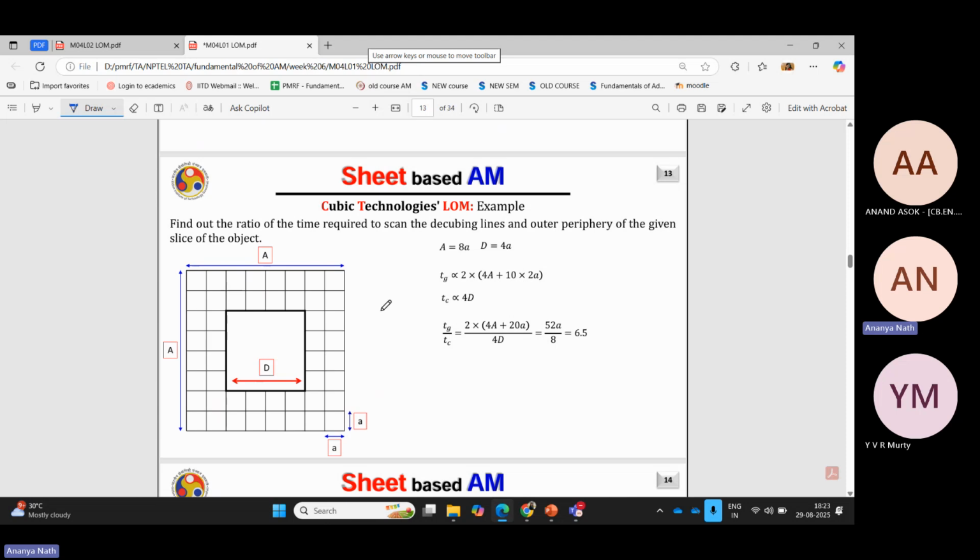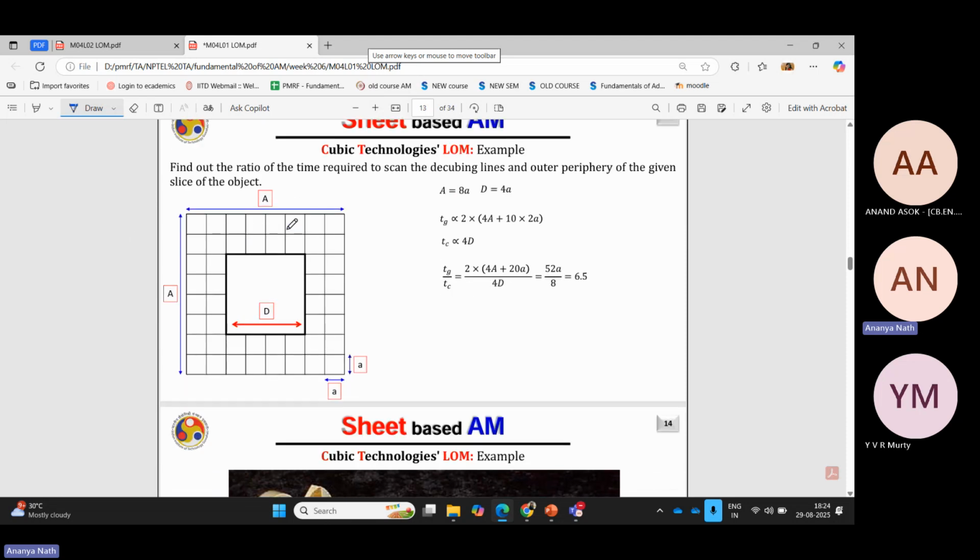Now, there is a problem. You can see, find out the ratio of the time required to scan the decubing lines and the outer periphery of the given object. So just remember, whenever this type of problem comes, this is the formula you have to remember.